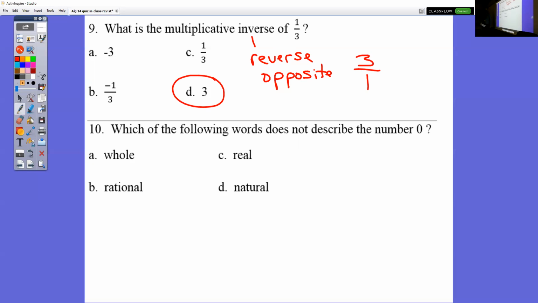Number 10, which of the following words does not describe the number 0? Which one does not describe the number 0?